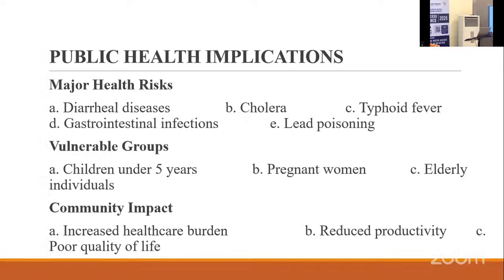Then the public health implications from the observations. The major health risk is what? There is a high risk of A, diarrheal disease; B, cholera; C, typhoid fever; D, gastrointestinal infection. Then lastly, we have lead poisoning. Then vulnerable groups: A, children under the age of 5 are vulnerable; then pregnant women; then elderly individuals.